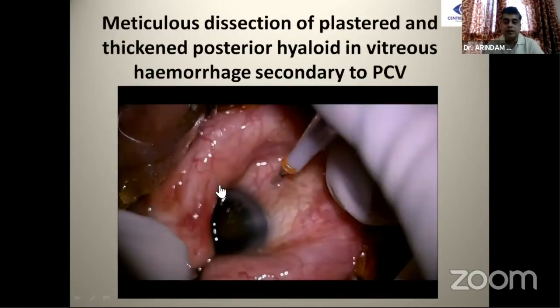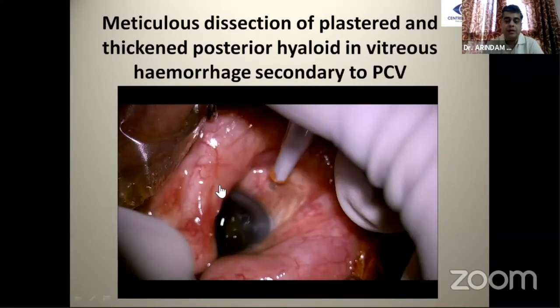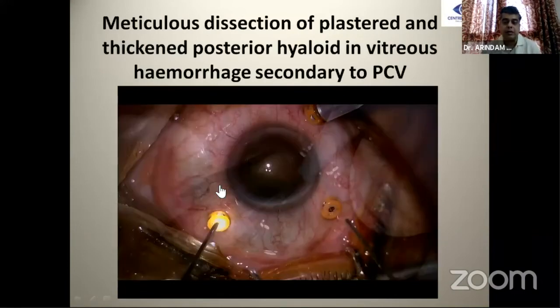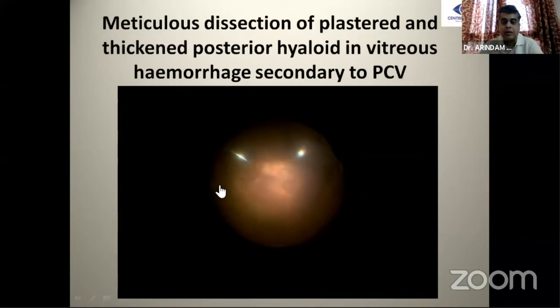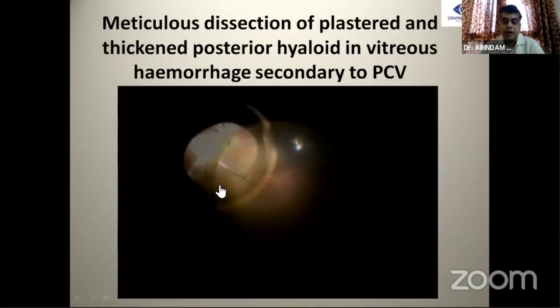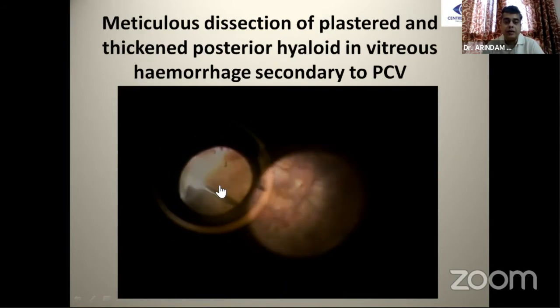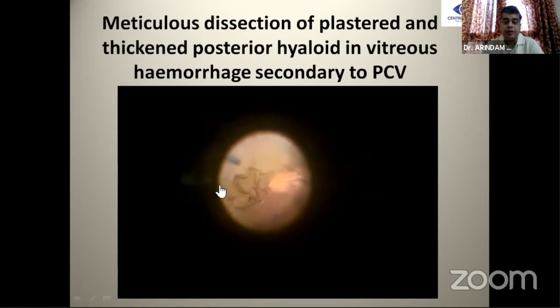So here we have a case of PCV, which has bled. So there is an old vitreous hemorrhage. You can see how the heme appears. It's old heme. The cutter is used to do a core vitrectomy. The retina is visible. The hemorrhagic PEDs are becoming visible. The vitreous is cut till the periphery. You can see the hemorrhagic PEDs there.